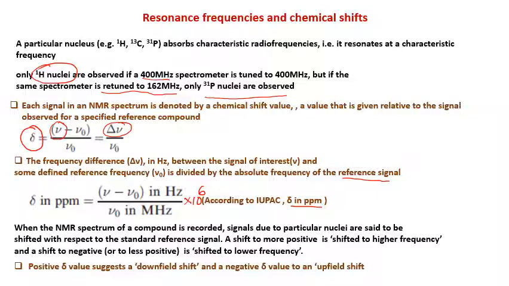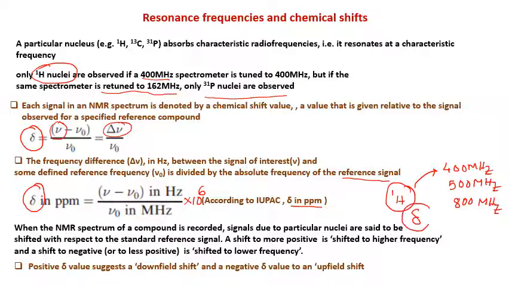This parameter delta, the chemical shift, is independent of the applied magnetic field strength. You can see that for the same proton in a molecule, if you record the NMR spectrum on different instruments, for example 400 megahertz, 500 megahertz or 800 megahertz, all the time you will get the same chemical shift delta value in ppm. So this value, the chemical shift delta, is invariant of the applied magnetic field.